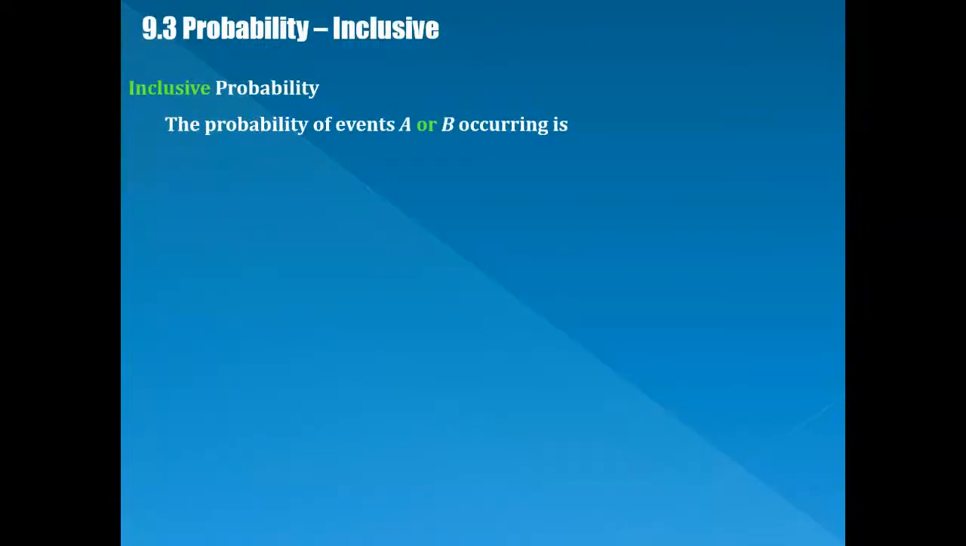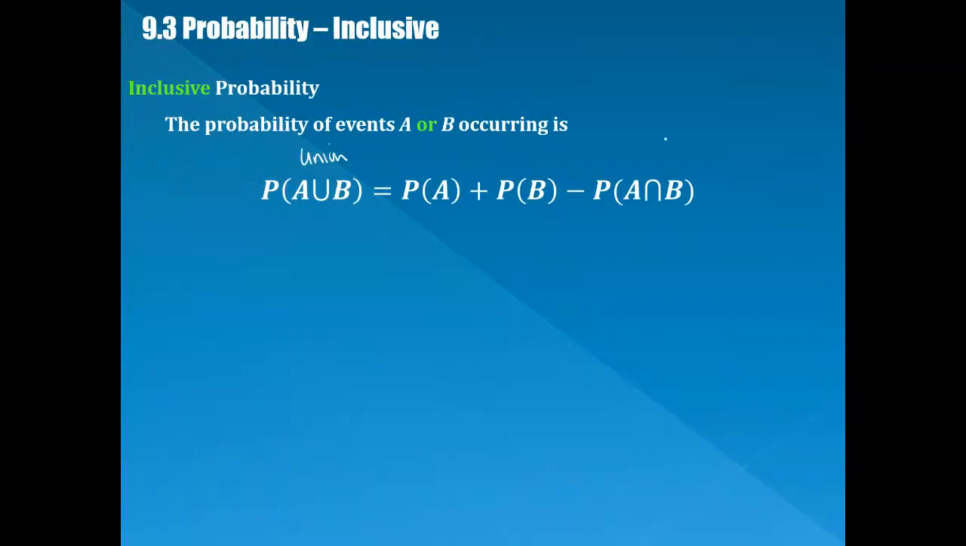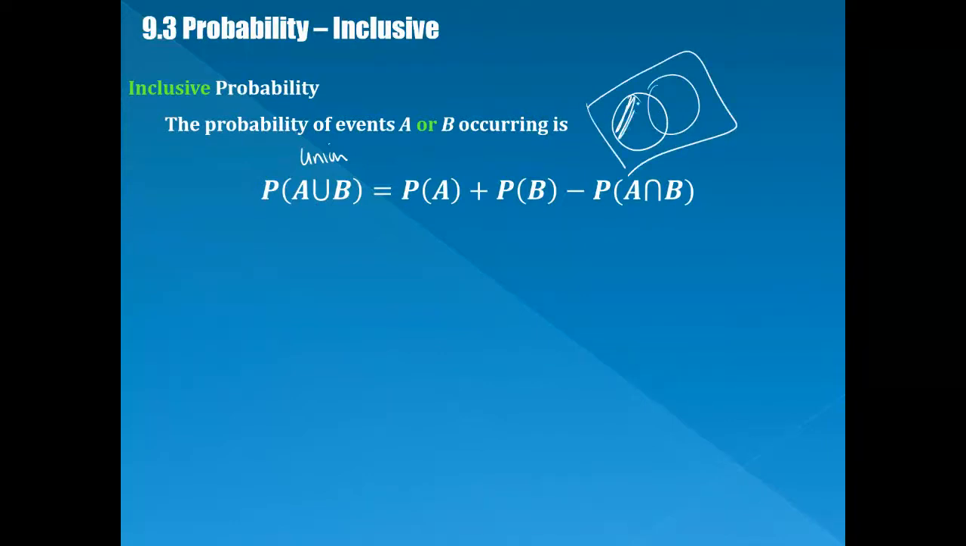Okay, so inclusive probability. The probability of events A or B occurring. We did some work with this, right? We just didn't refer to it as this. The probability of A union B. You can picture a Venn diagram too, right? So here's my Venn diagram. The union is all of it. It's A or B happening, right? That's what this kind of means. A union B, A or B, either one of them happening.